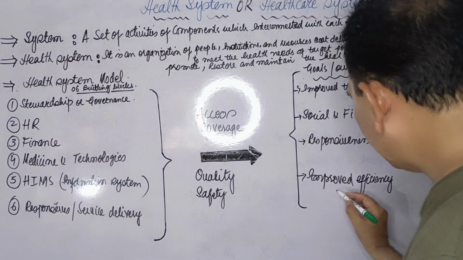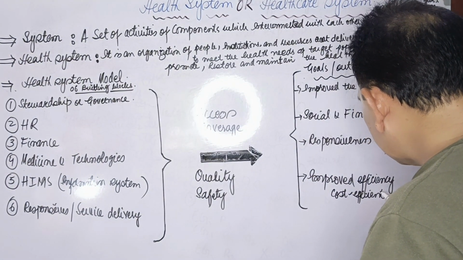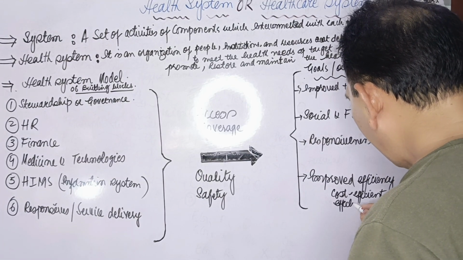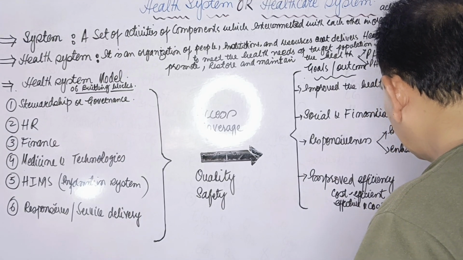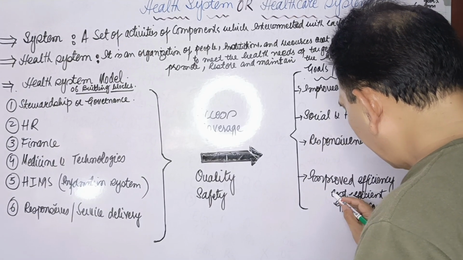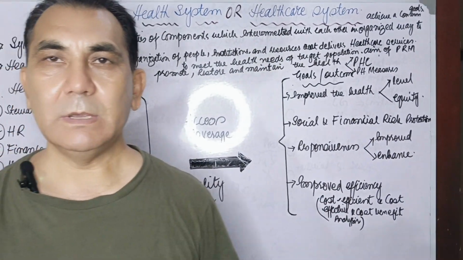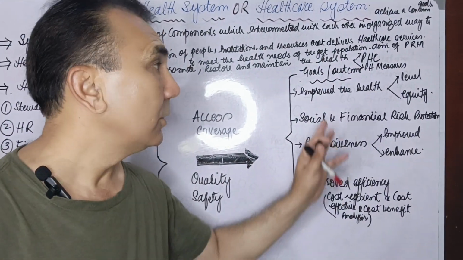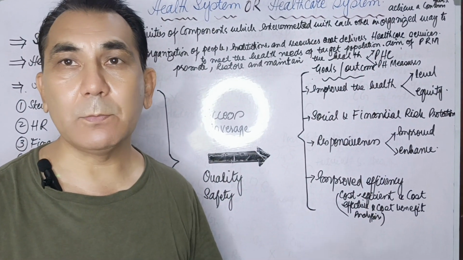How should you provide this? Cost efficient, cost effective, and cost benefit through the cost benefit analysis. You always improve the efficiency, which means that with minimum resources you provide the maximum output or outcome of the healthcare services to the target population.